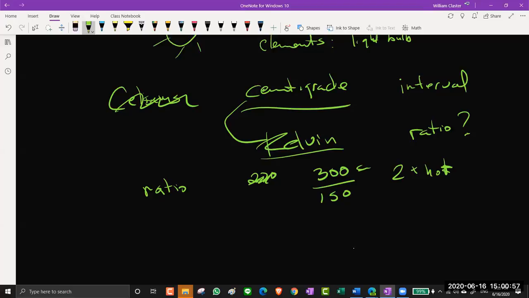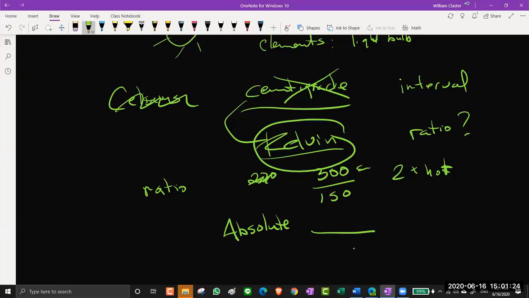Remember this? Yeah, but I thought we couldn't say that. I thought that temperature wasn't. That is true for Kelvin. It's not true for centigrade. And why is that true for Kelvin and not for centigrade? Because we have absolute zero.